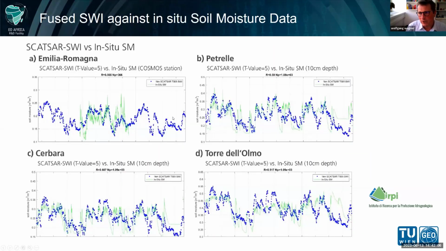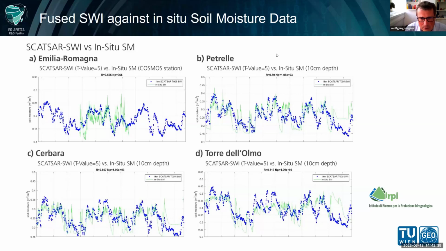Of course, you can now also compare that product to in situ soil moisture measurements. The immediate benefit is that we can now produce a soil moisture value every day rather than every few days, and in this way the comparison to in situ data and model data also becomes much better than with Sentinel-1 alone.